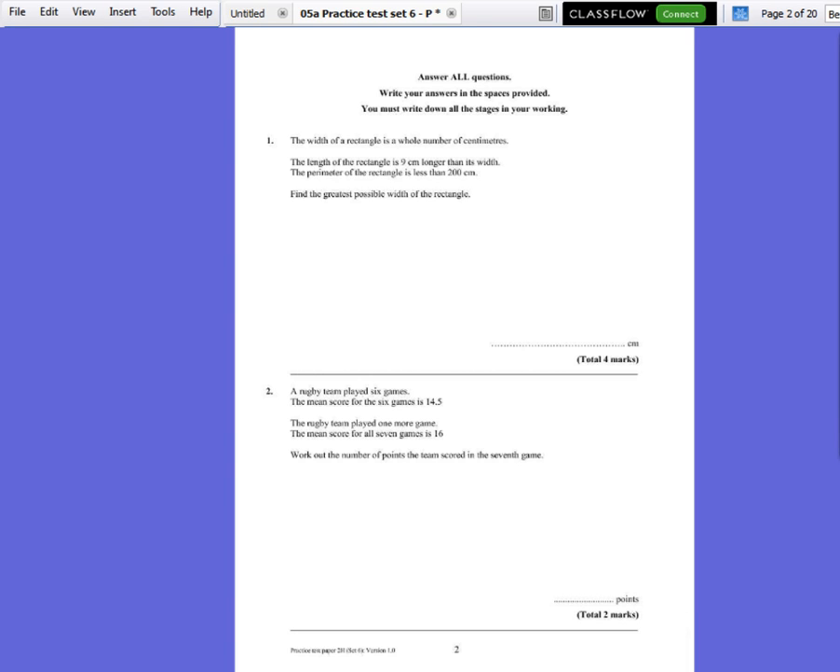Question 1. The width of a rectangle is a whole number of centimetres. The length of the rectangle is 9 centimetres longer than its width, and the perimeter of the rectangle is less than 200 centimetres. Find the greatest possible width of the rectangle.